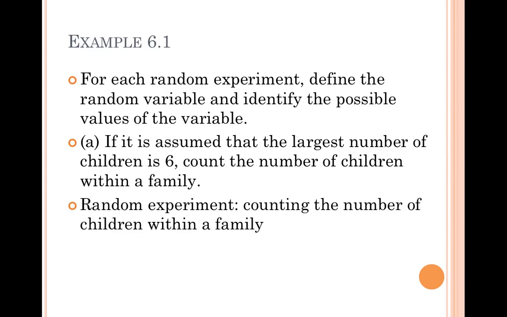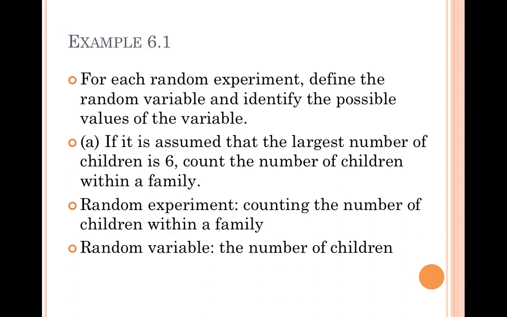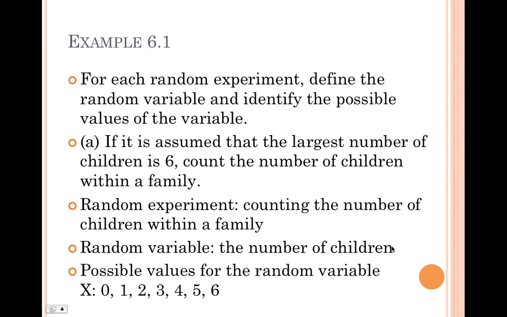So what does X represent? The random experiment is the act of counting the number of children within a family. The value of X, the random variable, is the number of children. And the possible values of X are 0, 1, 2, 3, 4, 5, and 6. So the experiment is counting the number of children, the variable represents the number of children, and the possible values for the random variable are 0, 1, 2, 3, 4, 5, and 6.